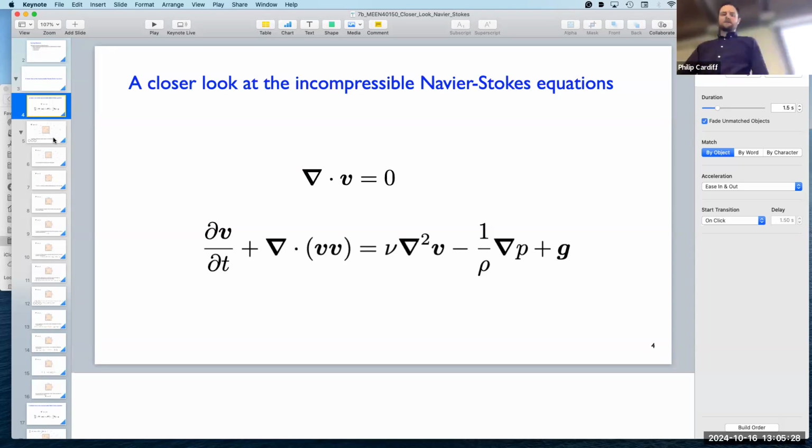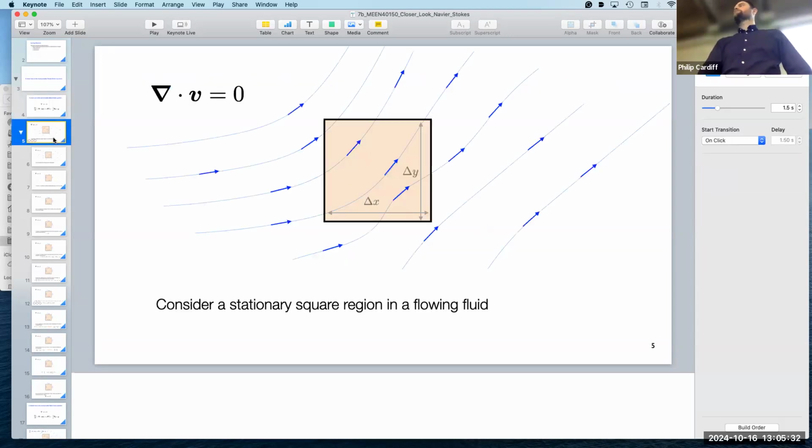gravity. So the last day I went through imagining a small piece of flow, a small region where there's a flow of material, and I just went through, well, how much fluid is flowing through this side of this little block, plus this side, plus this side, plus this side. And if the fluid is incompressible, then whatever flows in has to flow out.